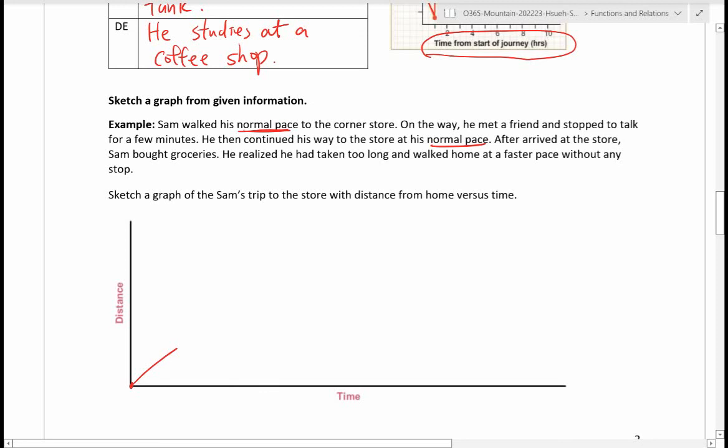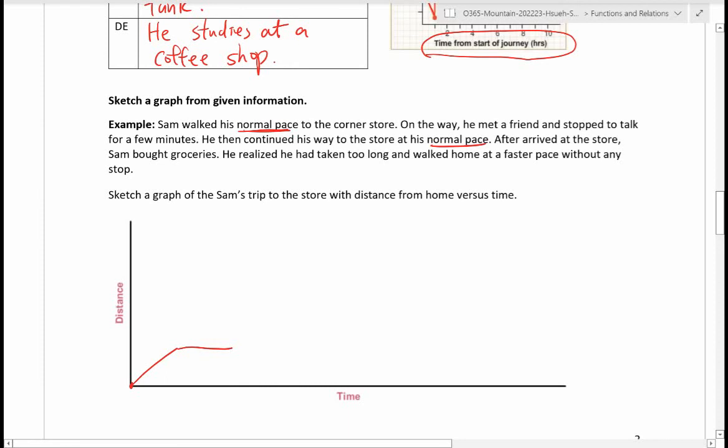On the way, he met a friend and stopped to talk for a few minutes. So he stopped, which means the distance from home remained the same, right? Because he stopped, it should be a horizontal line. I'm just sketching without a ruler here. So that should be a horizontal line because he stopped. The distance remained the same.